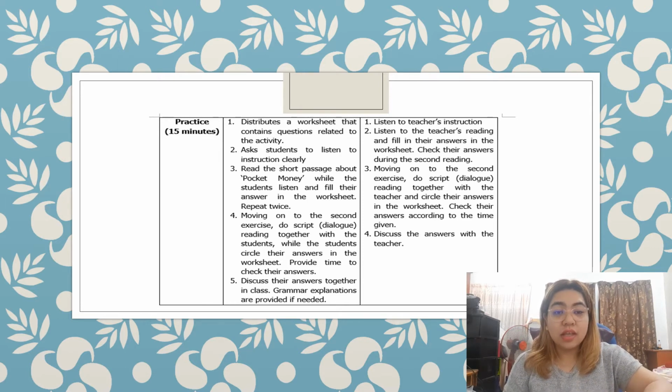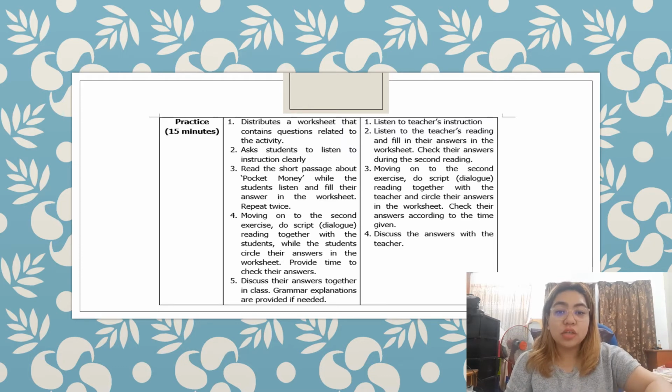After that activity, we will move on to the second activity, which is doing a script or dialogue and reading together with the students while the students circle their answers in the worksheet. Then we will provide them time to check their answers. Last but not least, as for the teachers, we will discuss the answers together in class, as grammatical explanation is needed for them.